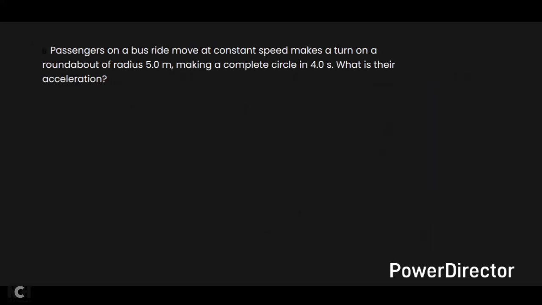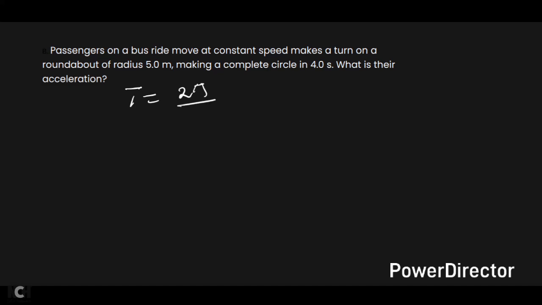Now let's go into the last question. On the last question, they're saying a passenger on a bus moving at a constant speed makes a turn on a roundabout of radius 5, making a complete circle in 4 seconds. What is the acceleration? So in this situation, you need to calculate the angular velocity.